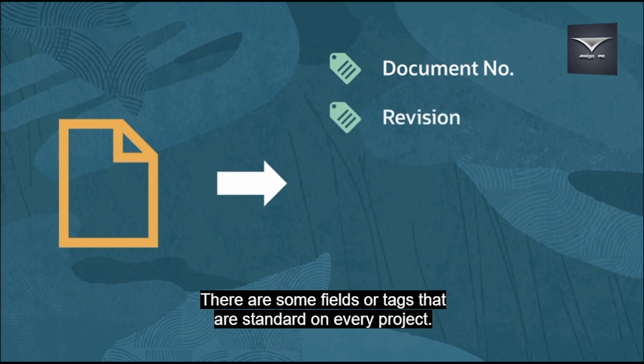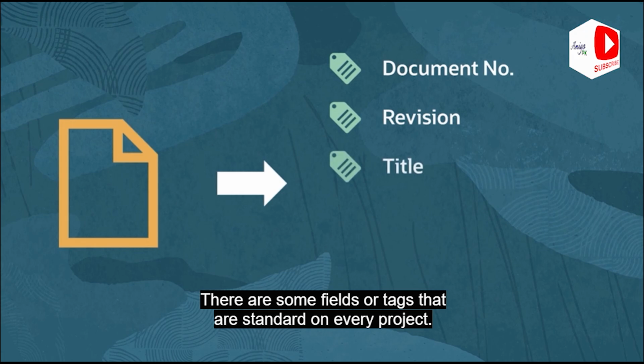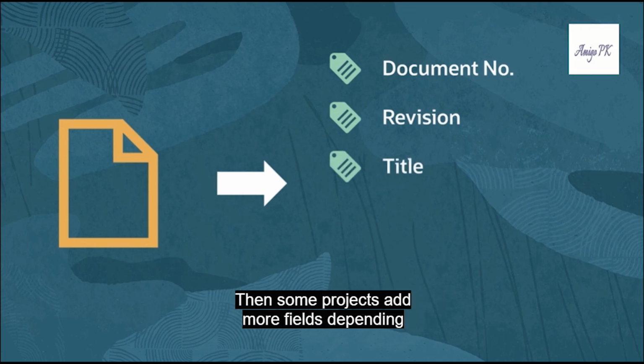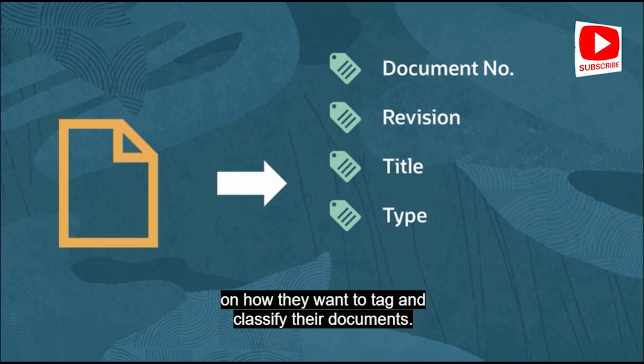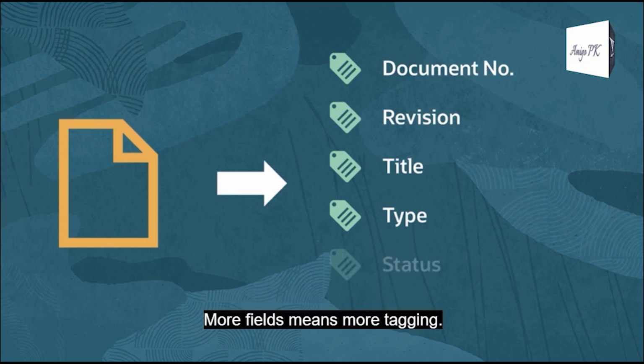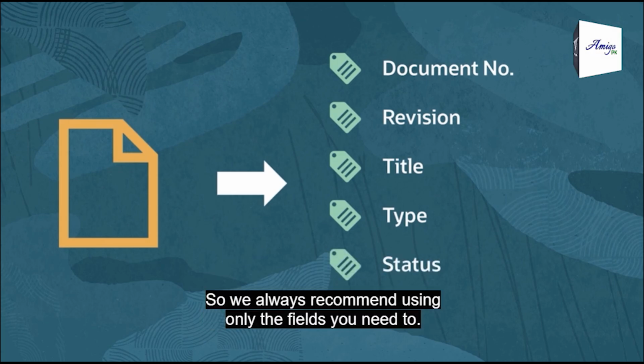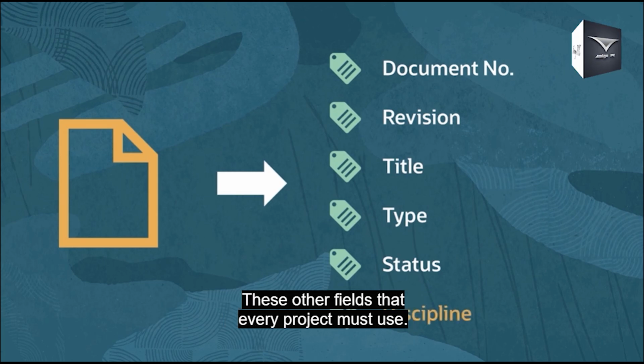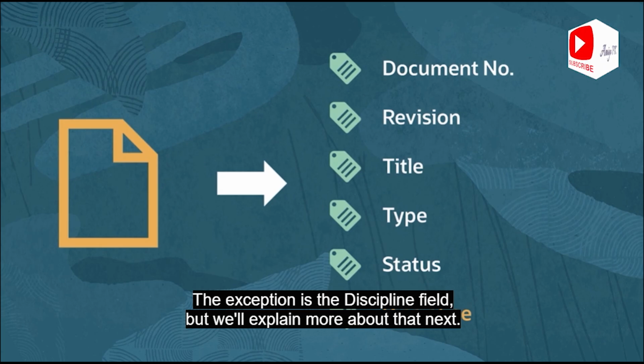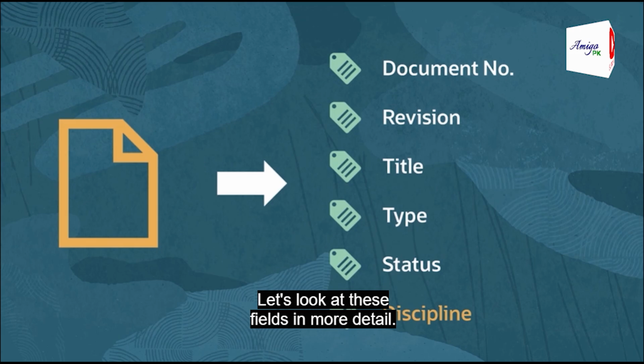There are some fields or tags that are standard on every project. Then, some projects add more fields depending on how they want to tag and classify their documents. More fields means more tagging, so we always recommend using only the fields you need to. These are the fields that every project must use. The exception is the discipline field, but we'll explain more about that next. Let's look at these fields in more detail.